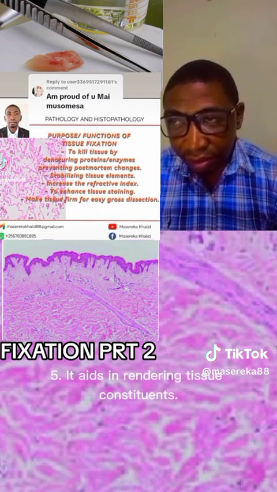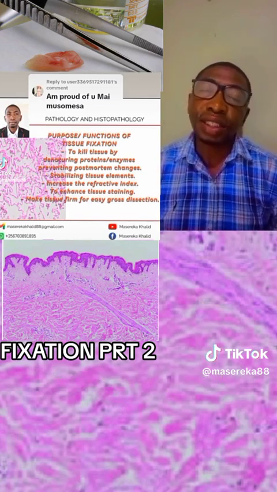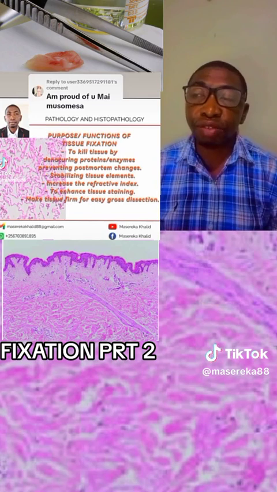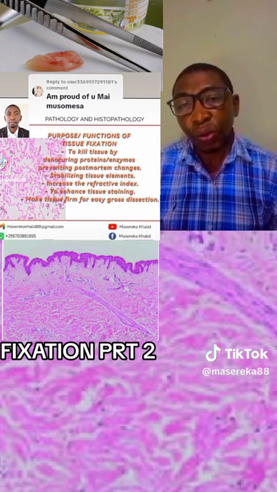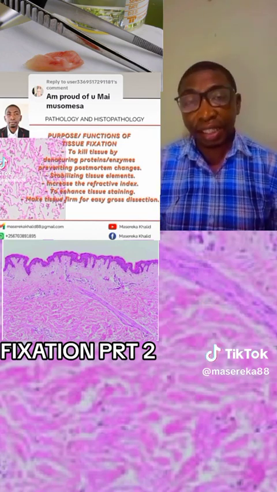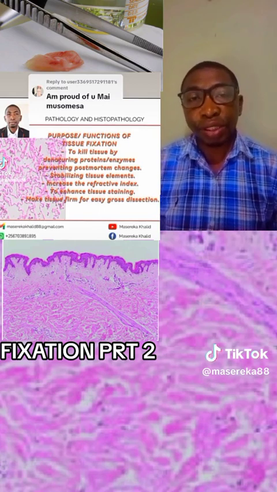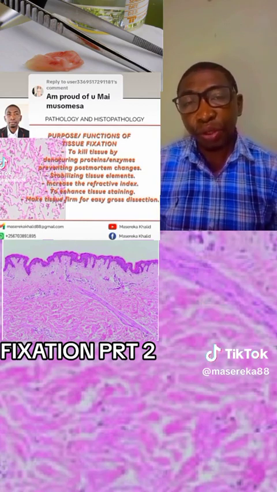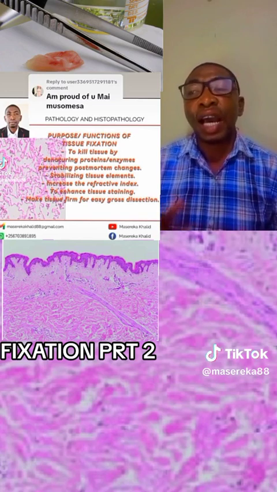It aids in rendering tissue constituents such as lipids and carbohydrates insoluble so that they can be studied. We have various lipid studies and carbohydrate studies that can be done on tissues. So for us to be able to appreciate the lipids and carbohydrates, it is very important that we fix so that these substances are insoluble.